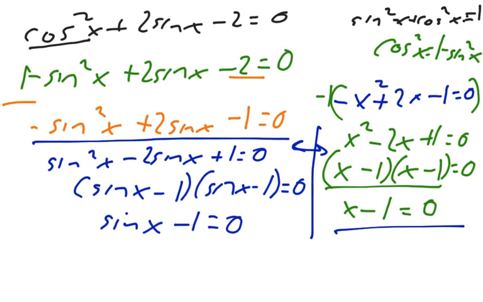Well, because I want the sine to be by itself, I'm going to add the 1 to the other side, and we get sine of x equals 1. And that's it for this particular lesson.